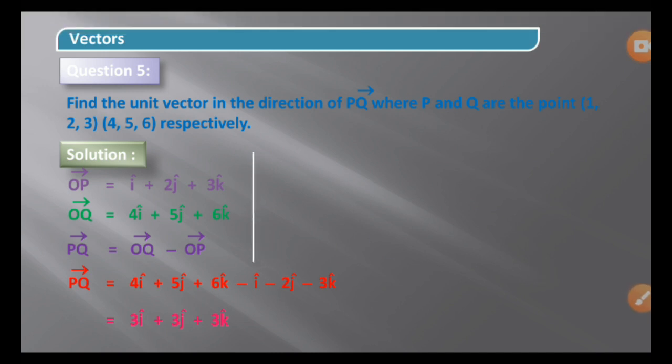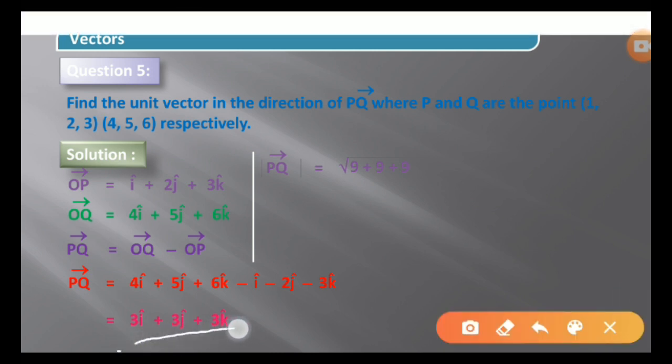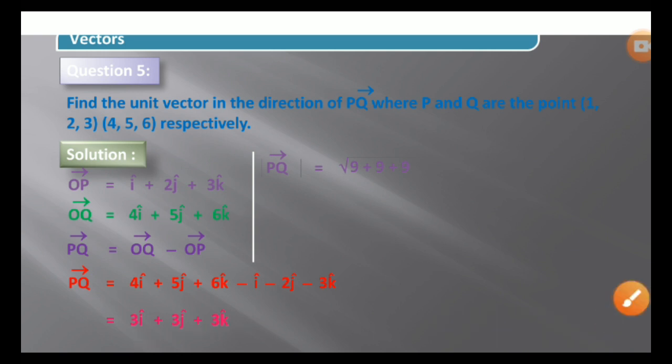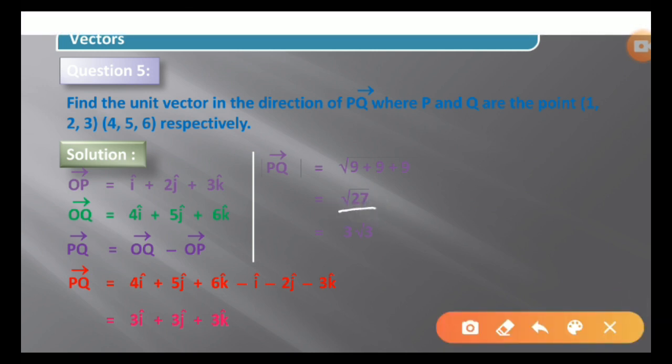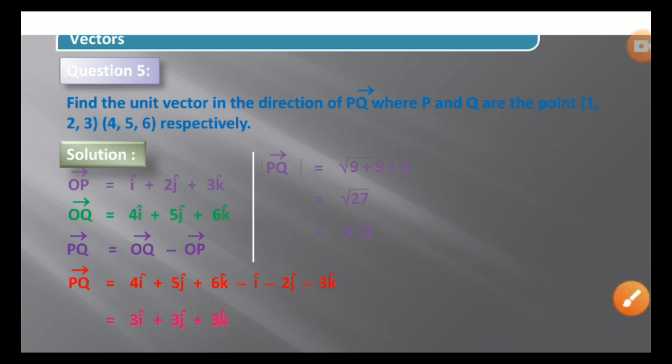Now we have to find the magnitude of vector PQ. This will be equal to square root of 3 square plus 3 square plus 3 square, because the vector PQ is 3i plus 3j plus 3k. Therefore it will be square root of 9 plus 9 plus 9, therefore square root of 27. It can also be taken as 3 into square root of 3, because 27 can be taken as 9 into 3, so the simplest form of square root of 27 is 3 into square root of 3.